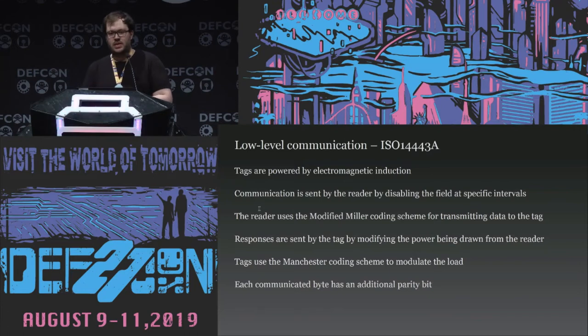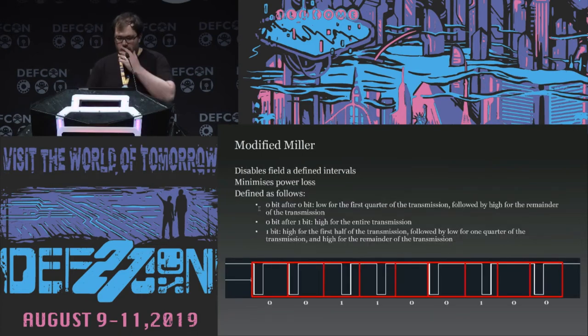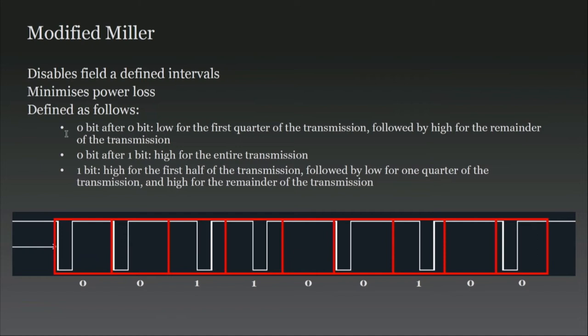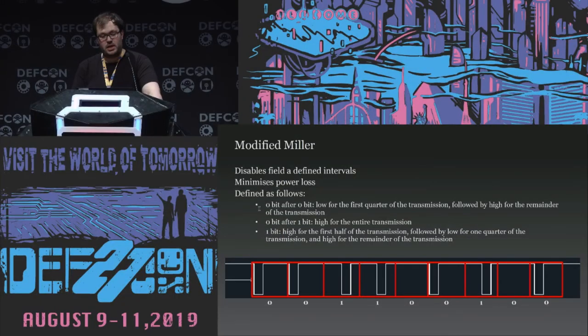They use two different coding schemes: modified Miller coding, which is designed specifically to minimize the power loss that's going to happen, and Manchester coding, which is good because of timing issues that may occur. Modified Miller coding has a very strange protocol. A zero after a zero bit means it's low for the first quarter of the transmission and then high again. A zero after a one bit is high for the entire transmission. And a one bit is high for the first half of the transmission, followed by a low for one quarter of the transmission and high again.